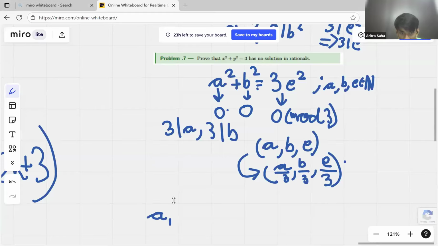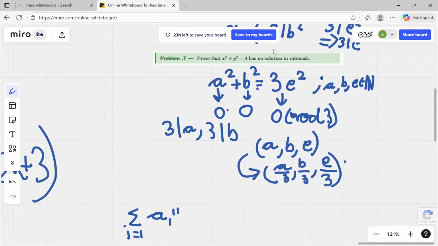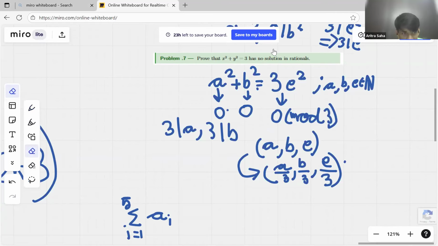Like a1 to the power 11. I'll just write in summation. You don't need positive integers. I don't think you need positive. No, it is positive integers. I mean, the problem statement gives you that. Yeah, but you don't need that. I'll do it integers. Okay.